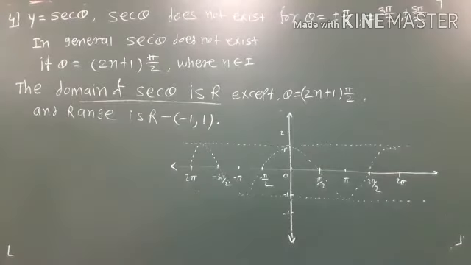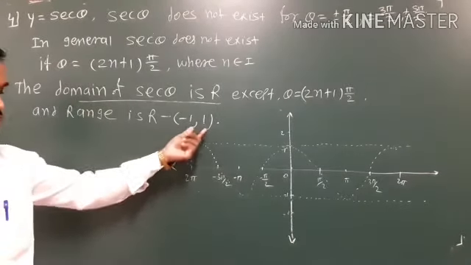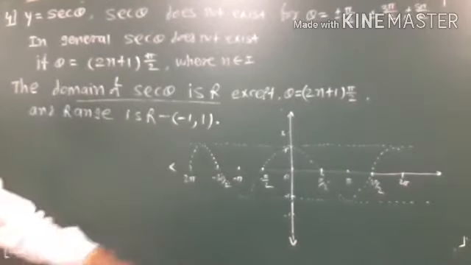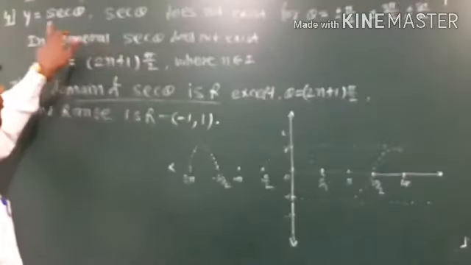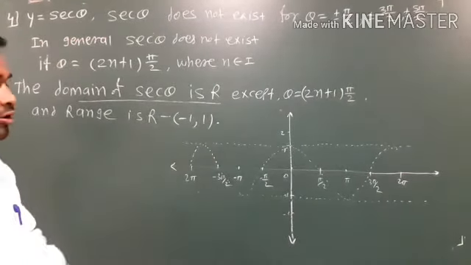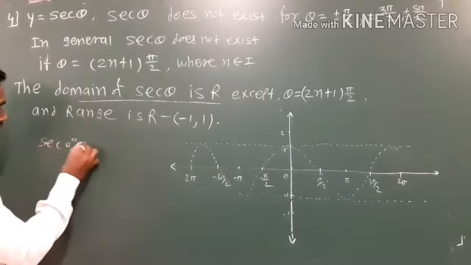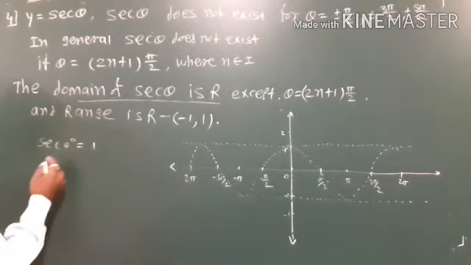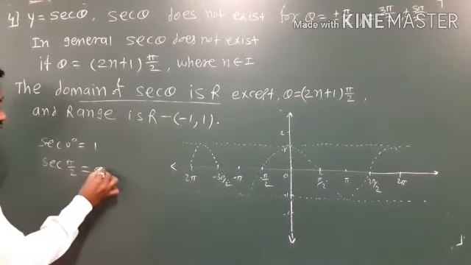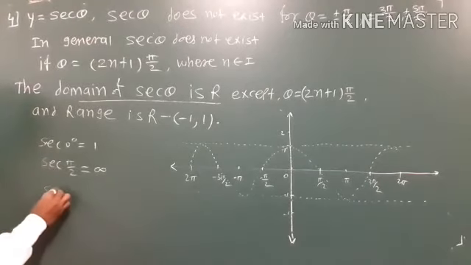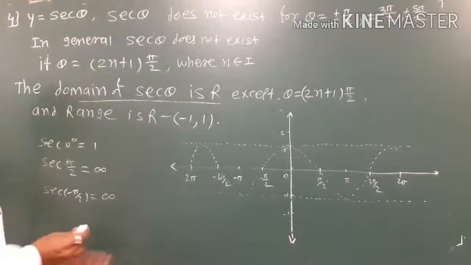Okay, so in this equation the range is R minus (-1, 1), meaning y equal to cos theta. This dotted line graph, see here y equal to cos theta, so here the graph y equal to sec theta, okay, is the reciprocal of cos theta. So here sec 0 degrees equals 1. Similarly sec pi by 2 equals infinity, sec minus pi by 2 equals infinity.